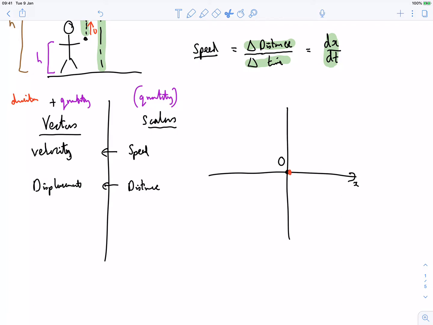Now let's take speed. If I'm travelling from left to right, that's going to be a positive velocity. Whereas if I'm travelling from right to left, that's going to be a negative velocity. So dealing with things as vectors is going to tidy all of this up and give some value meaning to what's going on in a problem.